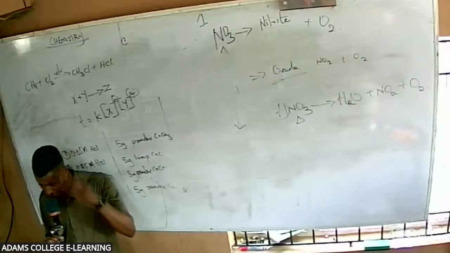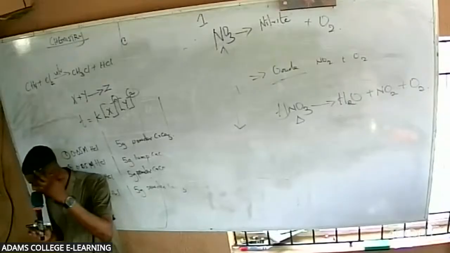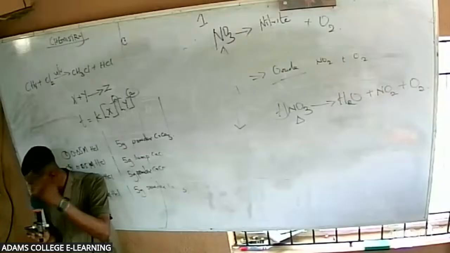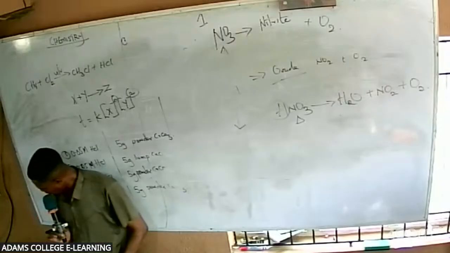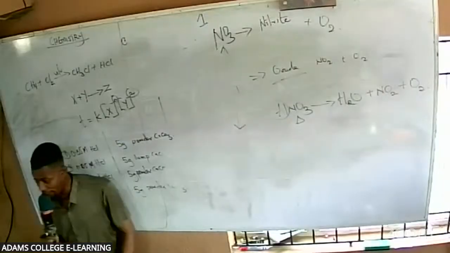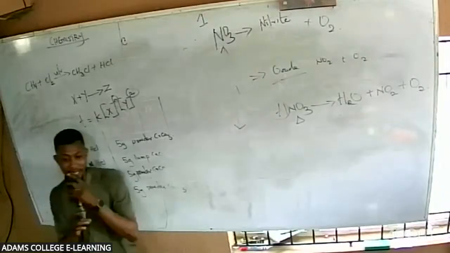The moment you are hearing those things, what are we trying to test for? NO3. What's the name of that test? Brown ring test. What gas brings that? What compound? NO. NO brings the brown ring. Do you get this now? So this is what happens most times.